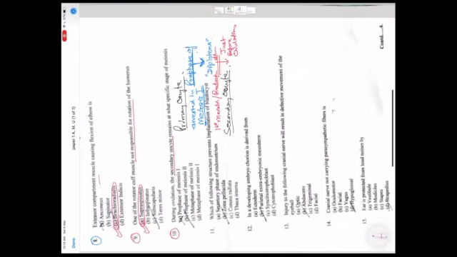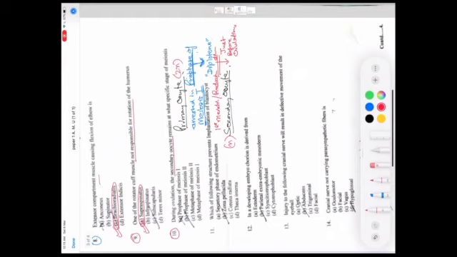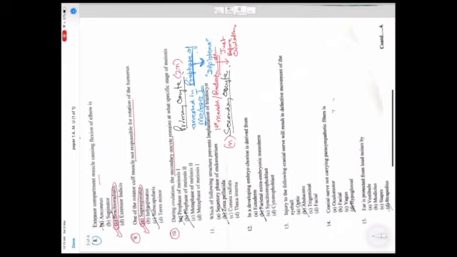Right? So the daughters, this is 2n in number, this will be haploid in number. That is the secondary oocyte, that is the gamete. Now there will be a polar body and a secondary oocyte formed. Now this secondary oocyte will again get arrested, and it gets arrested in metaphase of meiosis 2.